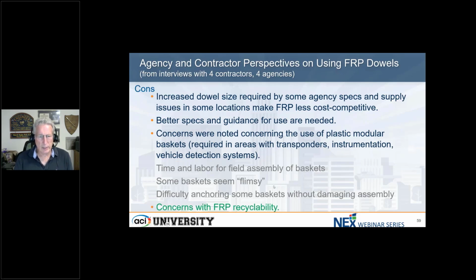At least one agency expressed some concern with what happens in the long term, recyclability of FRP. There's no standard process, no upscale availability of FRP recyclability for dowel bars and rebar at this time. I suspect something will come in the long term, but there's nothing out there right now.